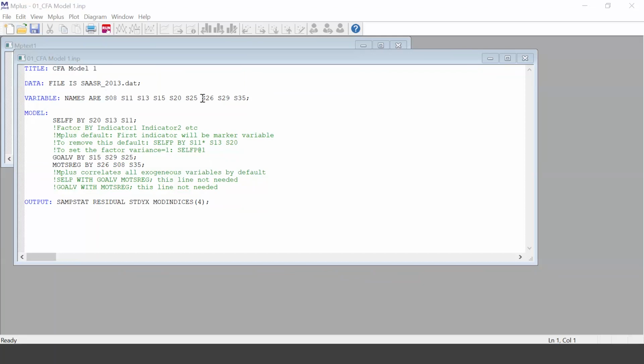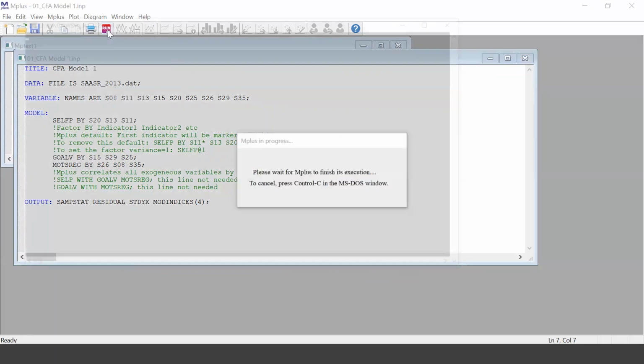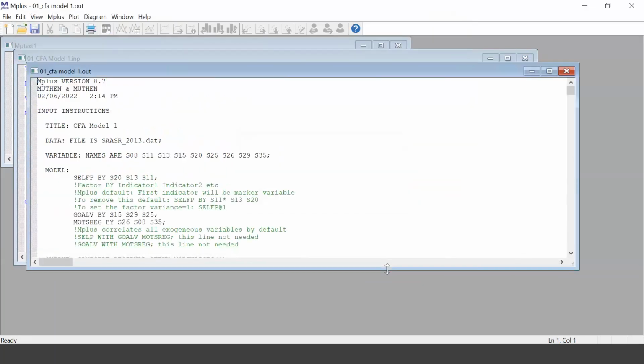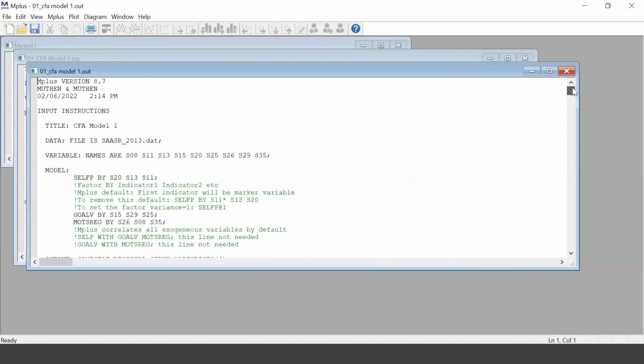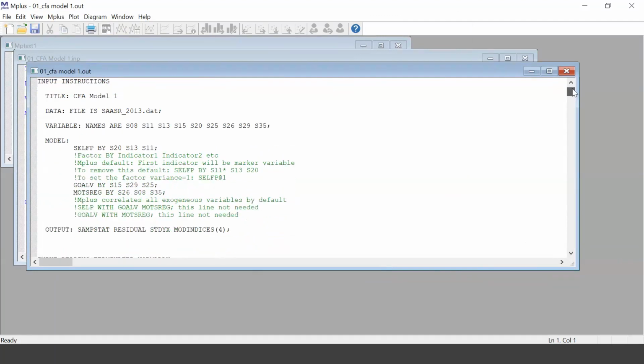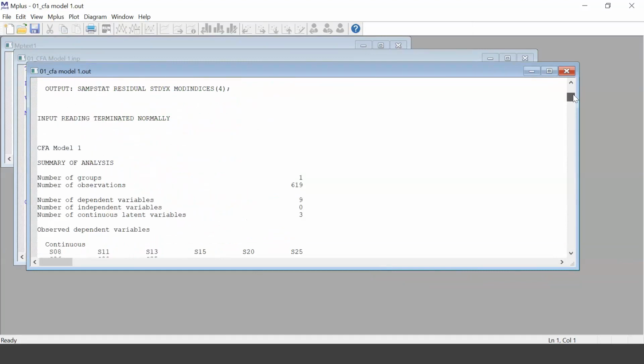So now if I click on run, then you should be able to see my output, I hope. So here's my output file, and you can see that the first thing that happens in the output is that we just see the input instructions again, which is nice.